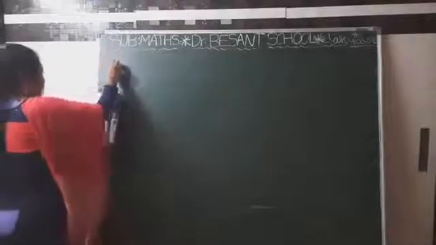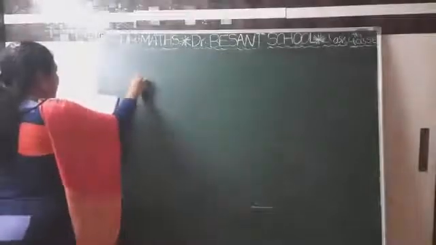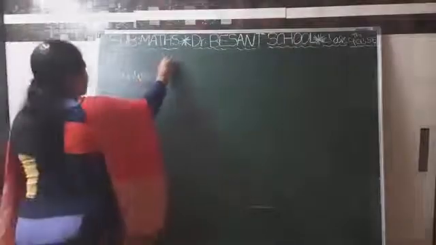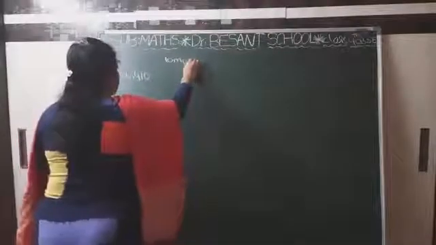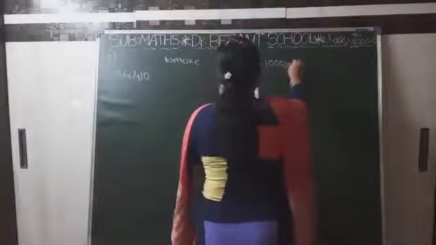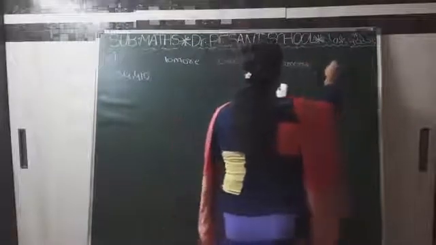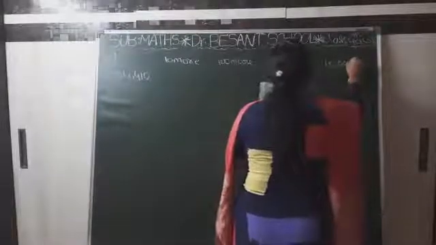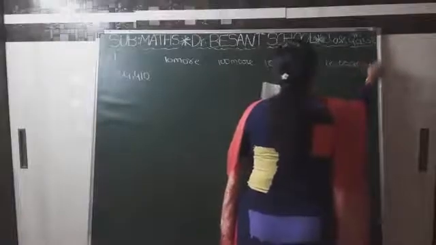Fifth one, 34,410. This number is given 10 more, 100 more, 1,000 more, 10,000 more. This is the 5th one.